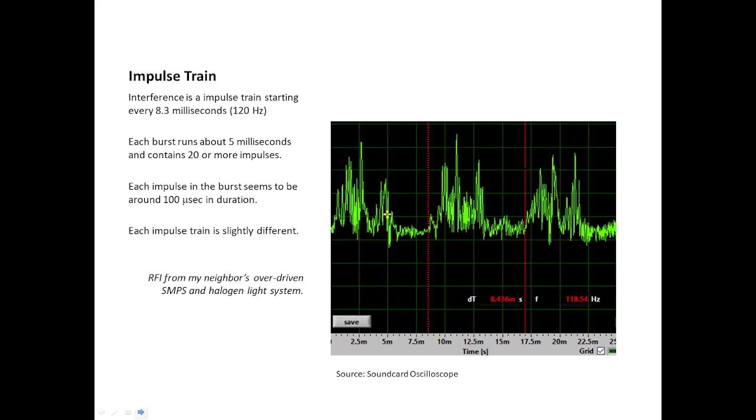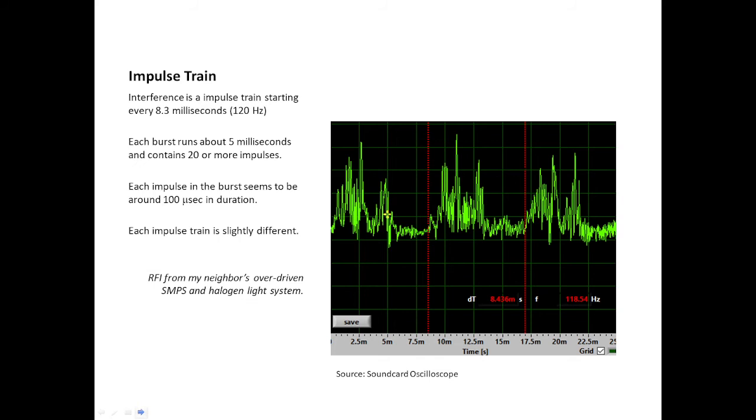So here's the impulse chain shown on the sound card oscilloscope from that interference I showed you in the video at the beginning. The interference is an impulse train starting every 8.3 milliseconds, or 120 hertz, and I've got that marked out on the oscilloscope. In the case of my neighbor's noise, each burst runs about 5 milliseconds and contains 20 or 30 or more smaller impulses. Each impulse seems to be, the best I can measure it, less than 100 microseconds. It could even be faster. And each train is slightly different.